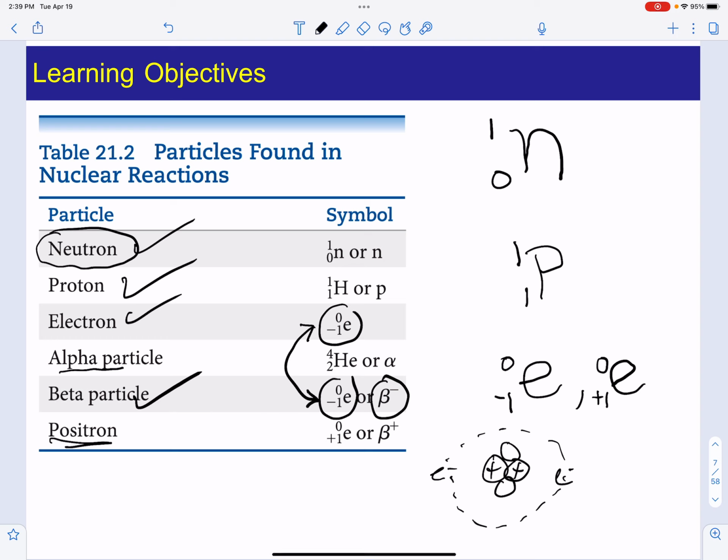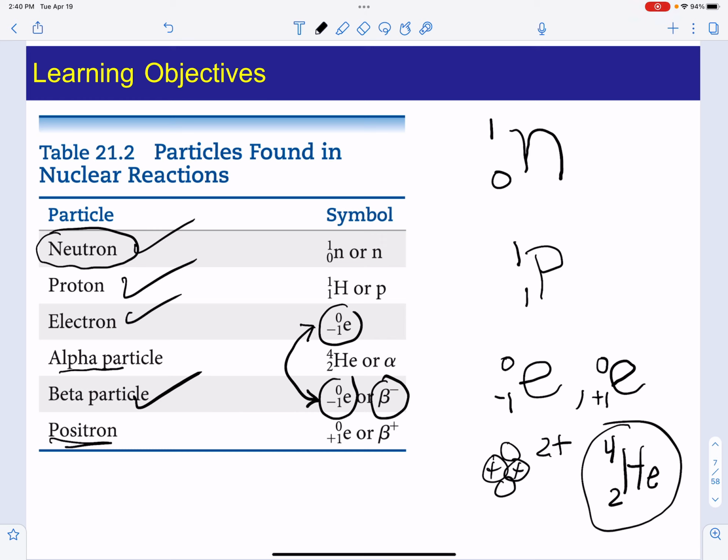So that would be helium, but we're not talking about helium. We're talking about the nucleus of helium. So we're going to take out the electrons, which means this just became 2 plus. So an alpha particle is nothing more than a helium nucleus without the electrons. For the purpose of nuclear chemistry, nuclear reactions, we don't put the 2 plus in there. We just know that if we're using this symbol, we are only referring to the nucleus. We don't care about the electrons.